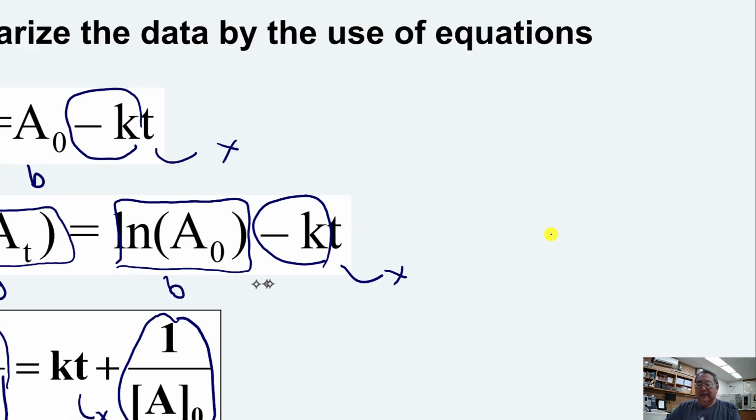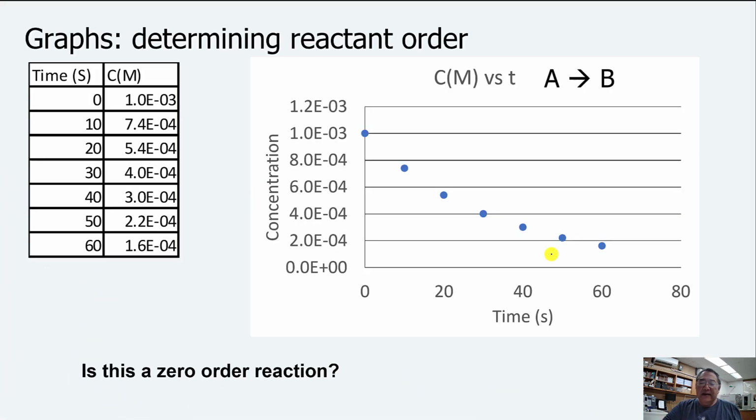Okay, so this is a zero order graph. This is actually data we looked at the beginning of this chapter. And you look at that and say, oh, that's a curved line. So since it doesn't fit a straight line, it's not zero order.